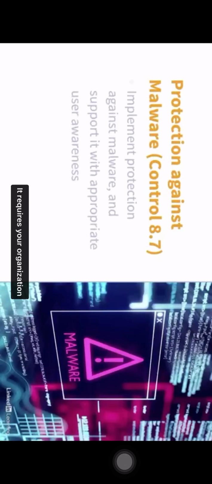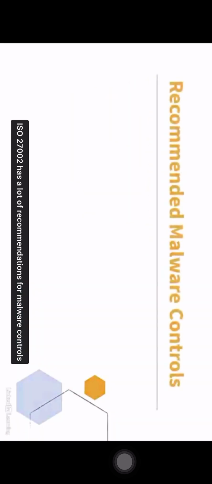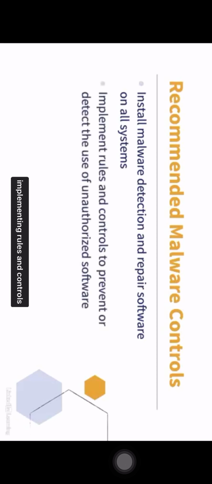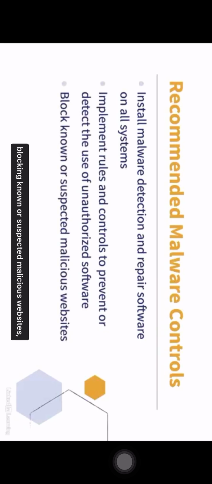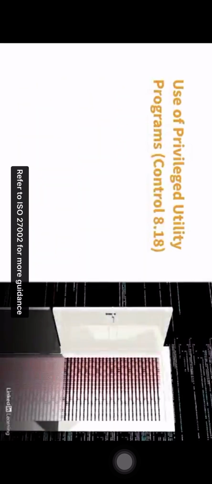The first control is 8.7, Protection against malware. It requires your organization to implement protection against malware and support it with appropriate user awareness. ISO 27002 has a lot of recommendations for malware controls that your organization should consider, including installing and regularly updating malware detection and repair software on all systems, implementing rules and controls to prevent or detect the use of unauthorized software, blocking known or suspected malicious websites, and providing user training on how to identify and protect against malware. Refer to ISO 27002 for more guidance on protecting against malware.